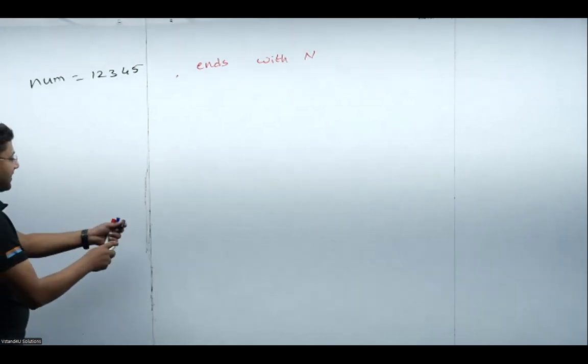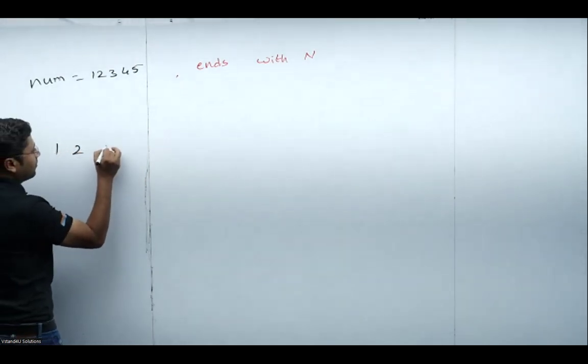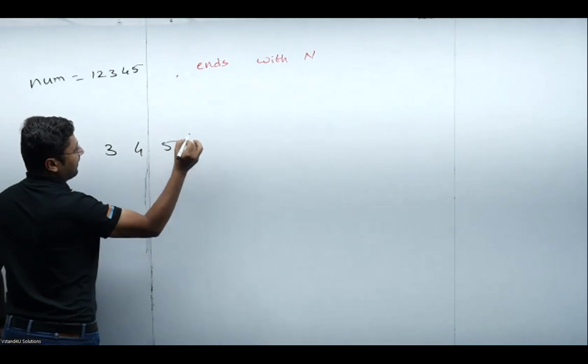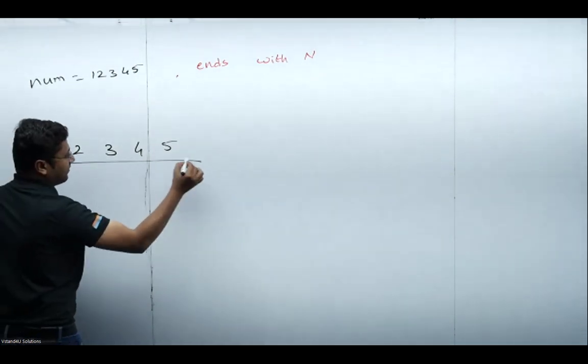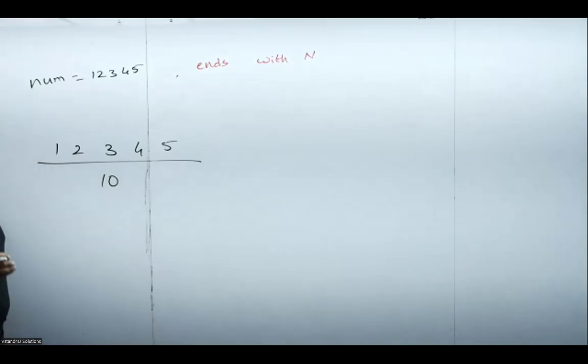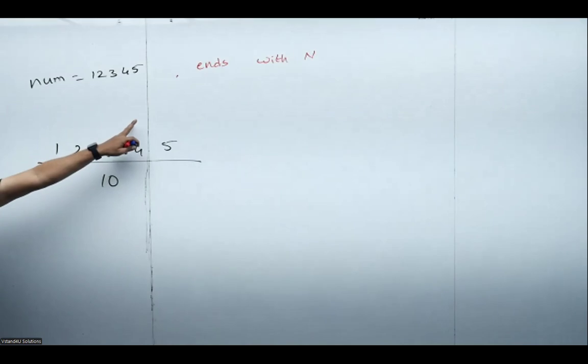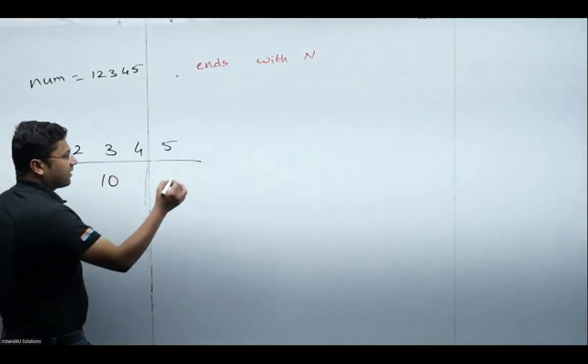The number is 1, 2, 3, 4, 5. Simple. If I divide this entire number by 10, forget about programming, mathematically, the number 1, 2, 3, 4, 5 divided by 10, the outcome will be 1.